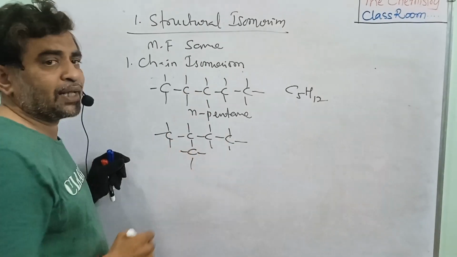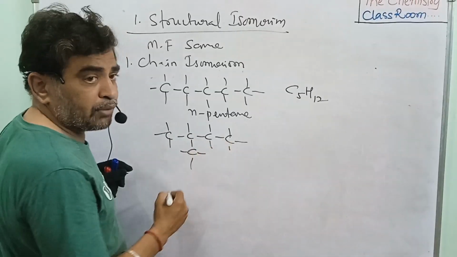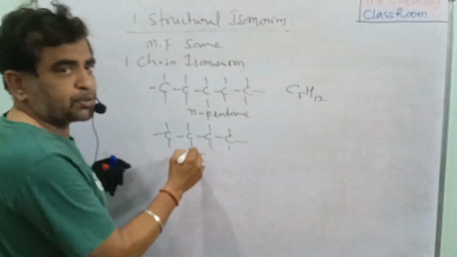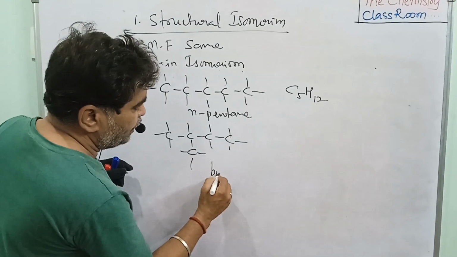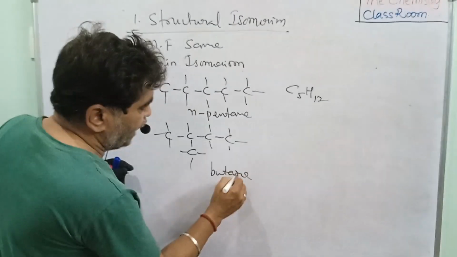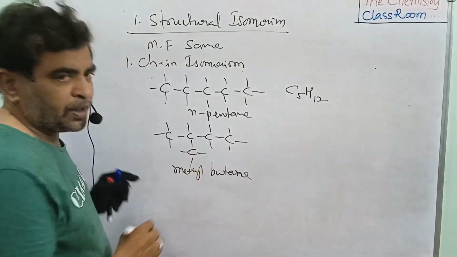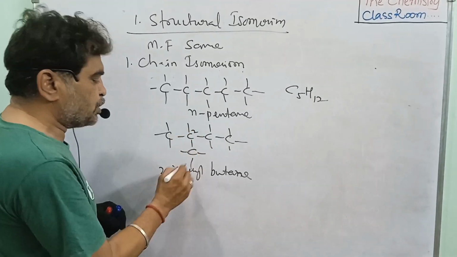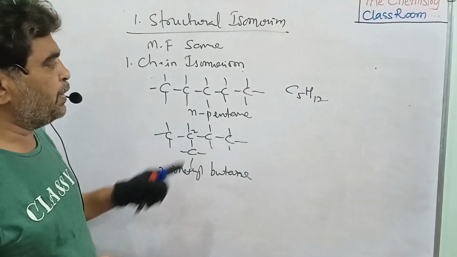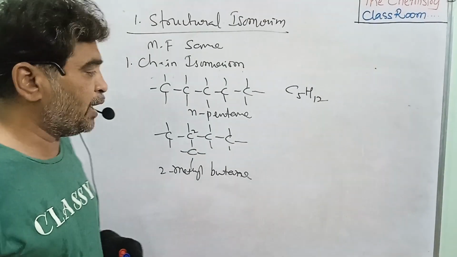The two compounds are different in the branch. Now what is the name of this compound? It is a methyl substituent. We have a methyl side chain on the butane compound. It is called methyl butane. At the second position, we have the methyl, so it is 2-methyl butane. Here the compound is n-pentane, and here the compound is 2-methyl butane.